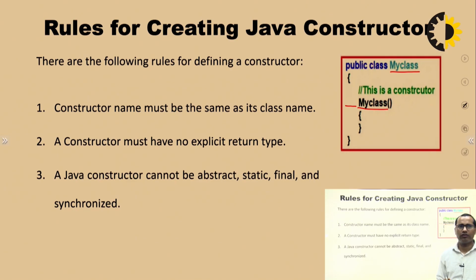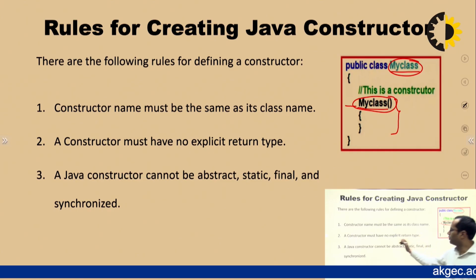So what are the rules of creating a constructor? If we want to define a constructor, first of all, as I have mentioned, the constructor is a special method that has the same name as the class. Here the class name is MyClass, and the special method's name is also MyClass. That means it is syntactically similar to the class name.